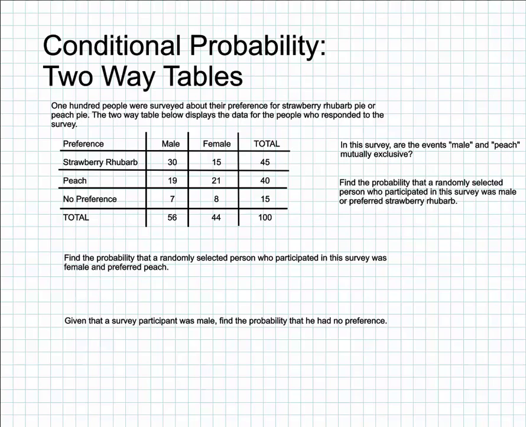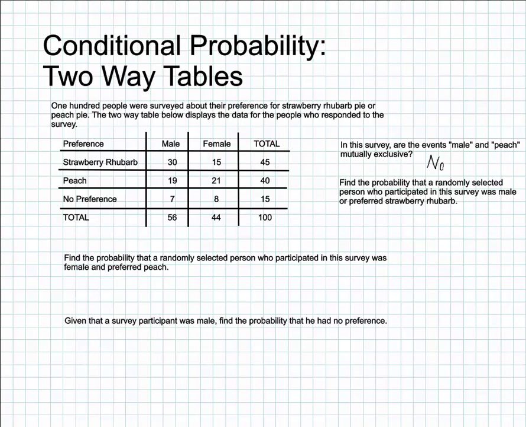In this survey, are the events male and peach mutually exclusive? Well, to answer that, we simply need to look. If you are male and you preferred peach, there are 19 people who were both male and preferred peach, so no, they are not mutually exclusive, because you can be both male and prefer peach. So that's a pretty easy question about mutual exclusivity.